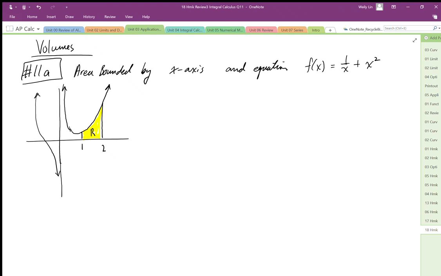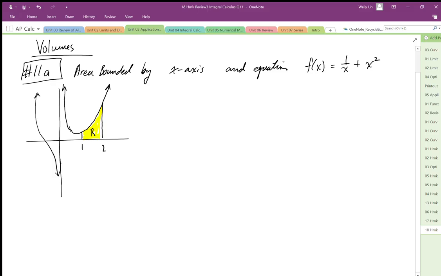This question comes from the review sheet for Review 3 for integral calculus, and this is question number 11A under volumes. The question says the area R is bounded by the x-axis and the equation f of x equals 1 over x plus x squared. So here's my equation. The area that we're looking for is this area in here, and the function looks like this. It has an asymptote at 0, and it kind of looks like this.